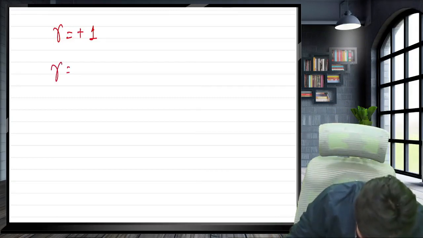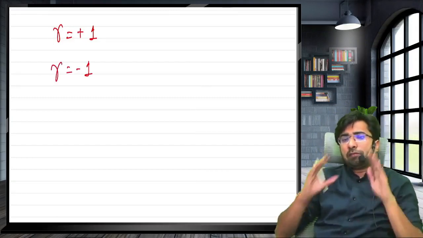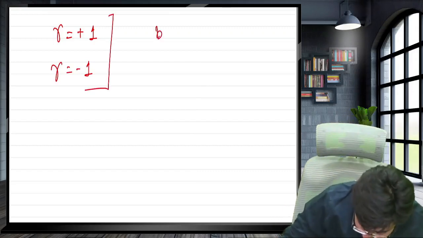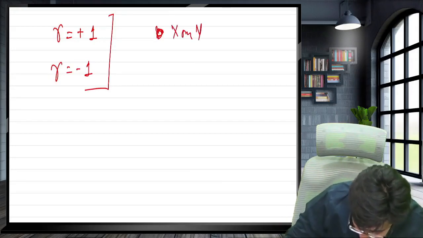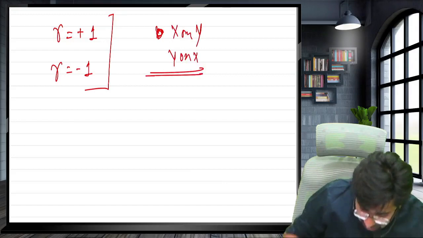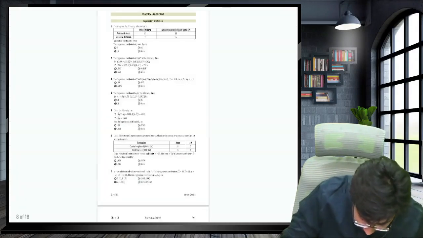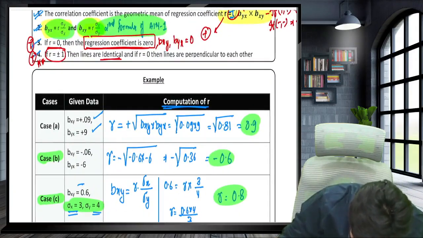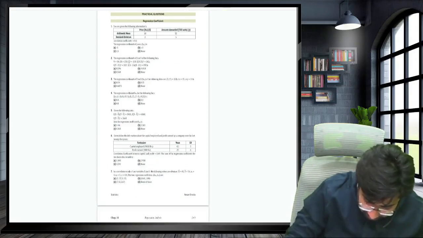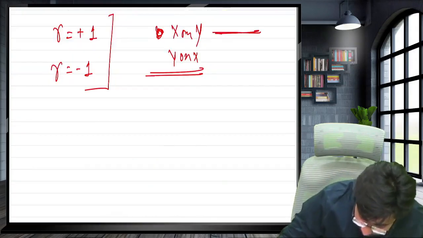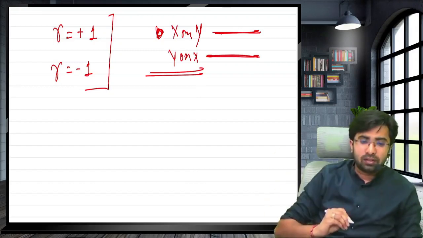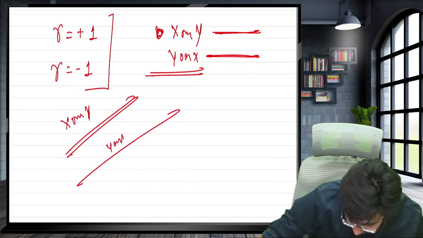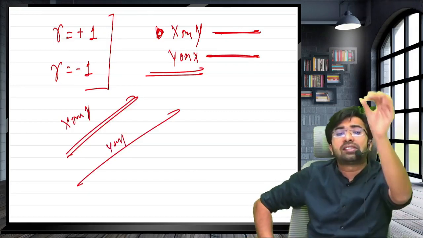If r is equal to plus 1 or minus 1, then for the lines x on y and y on x, we can draw some conclusions. These lines are identical. What do you mean by identical? I want to say if x on y is like this, then y on x is also like this. They look exactly the same.